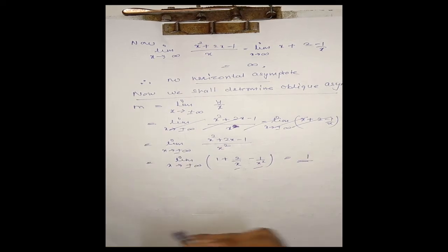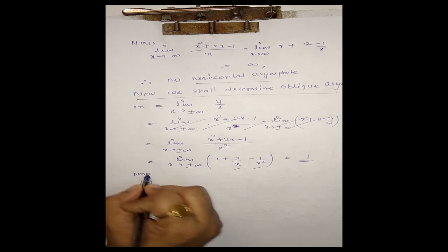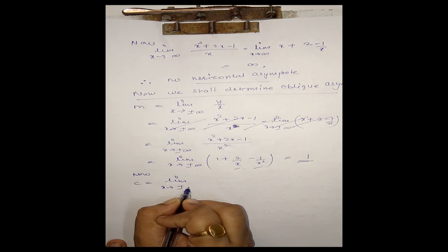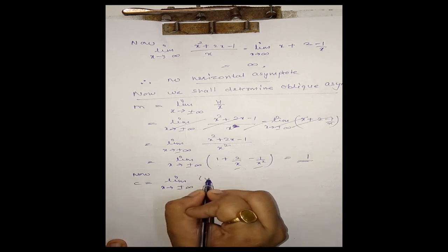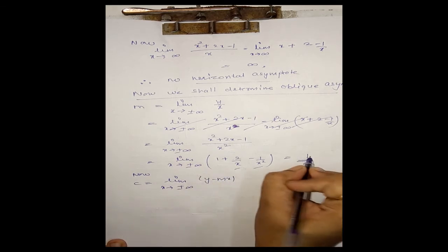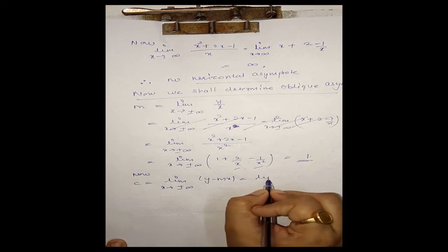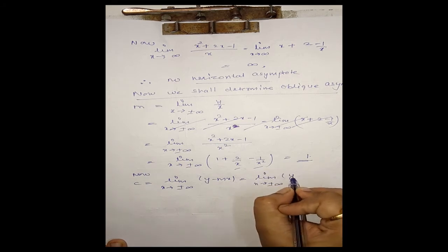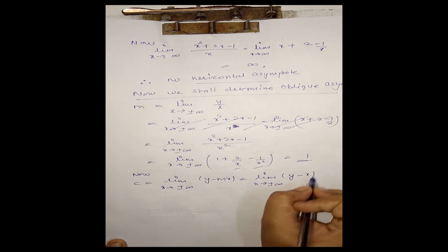Now c is given by limit x tending to plus or minus infinity of y - mx. m is 1, therefore this is limit x tending to plus or minus infinity of y - x.